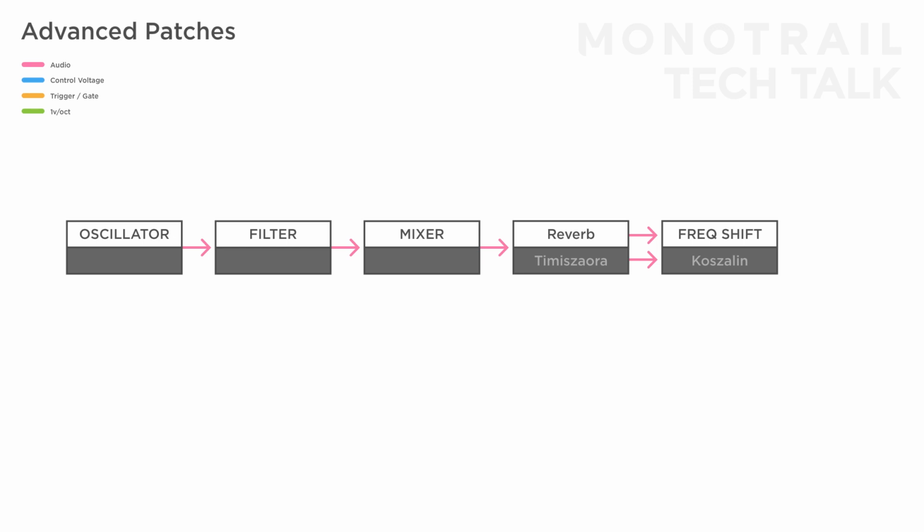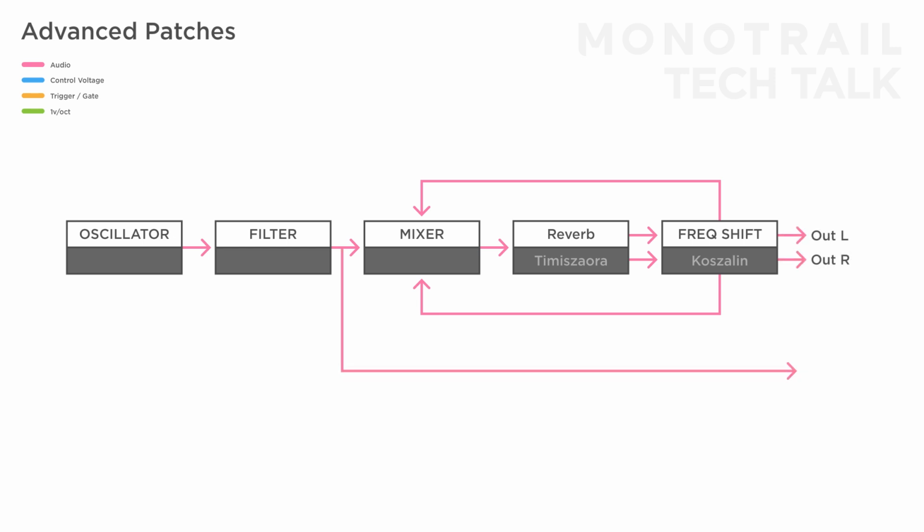The reverb is set to full wet with quite long tails and a heavy pre-delay. The downshifted outputs of the shifter are sent back to the mixer, creating a feedback loop. The stereo upshifted outputs are sent to the outboard mixer as well as a copy of the clean signal.